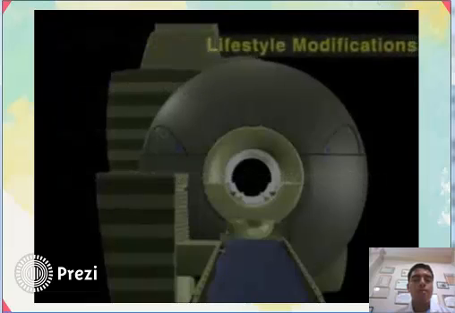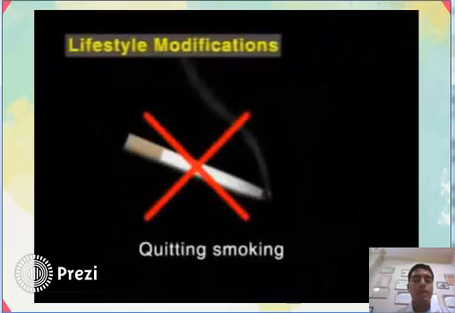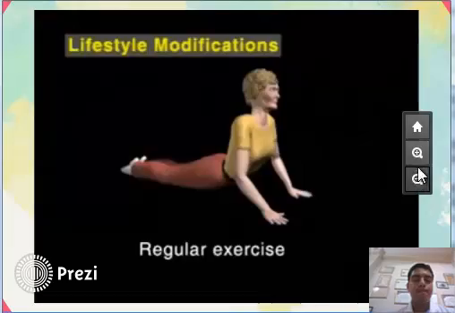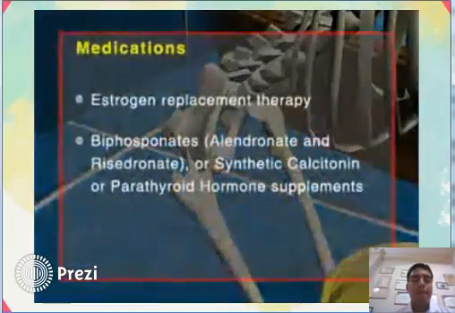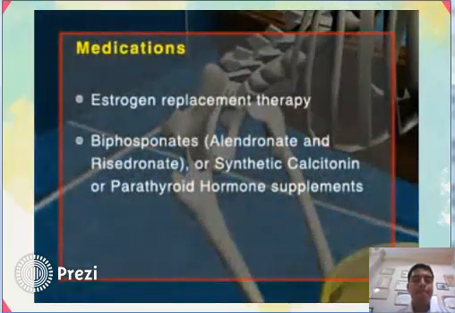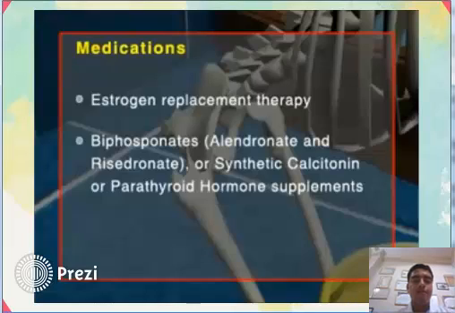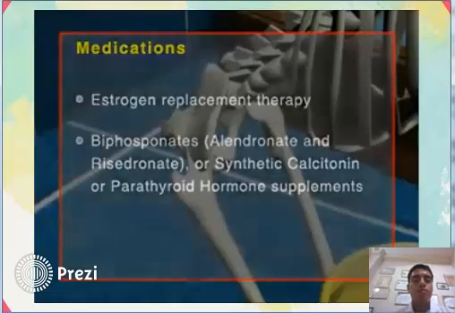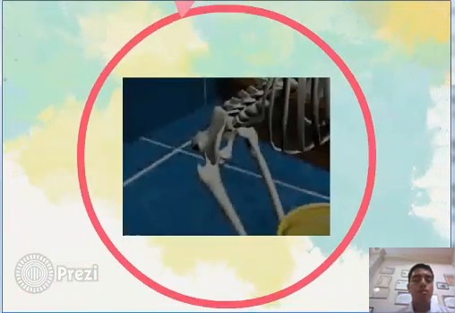Osteoporosis can be treated by changes in lifestyle, like quitting smoking, regular exercise, and a balanced diet, and by taking medications such as estrogen replacement therapy, bisphosphonates, alendronate and risedronate, or synthetic calcitonin or parathyroid hormone supplements.